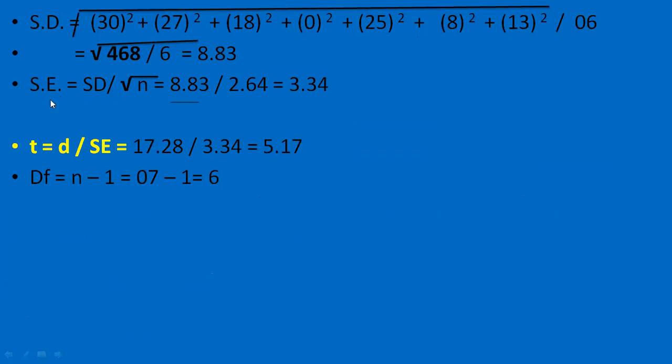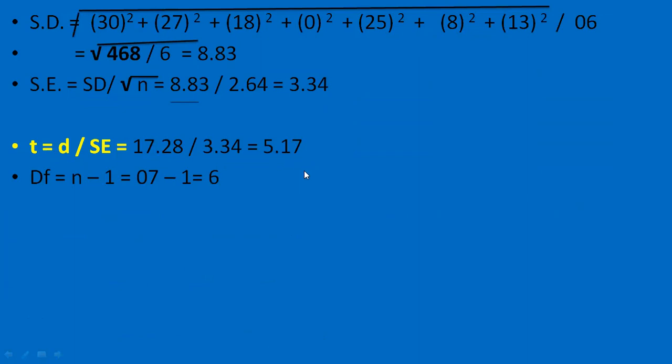Now we have to calculate the standard error. Standard error is equal to standard deviation divided by root n. So standard deviation is 8.83. Then root n, root of 7, where 7 is the sample size, is 2.64. So standard error comes to 3.34. Now we have to put these values of standard error and difference between the means here. So 17.28 is the difference and standard error is 3.34. So t is equal to 5.17.